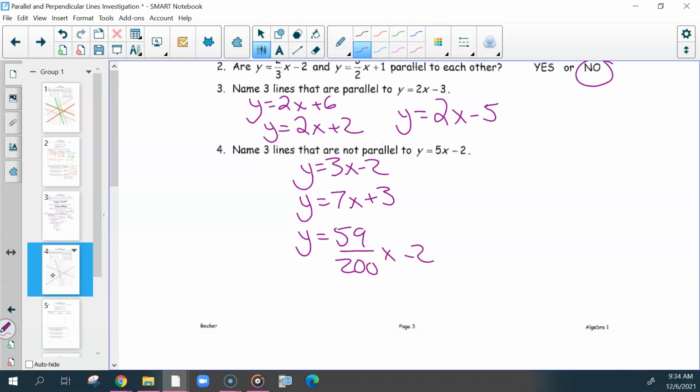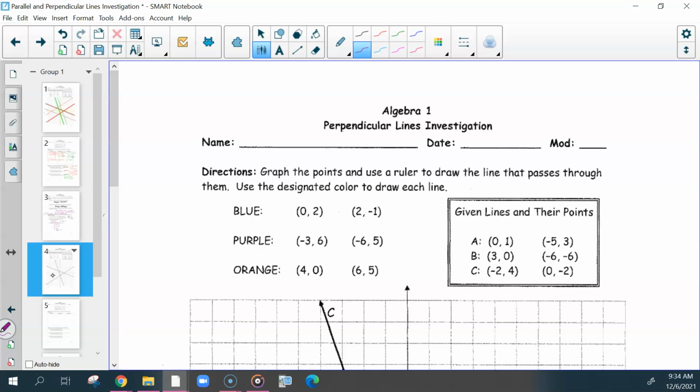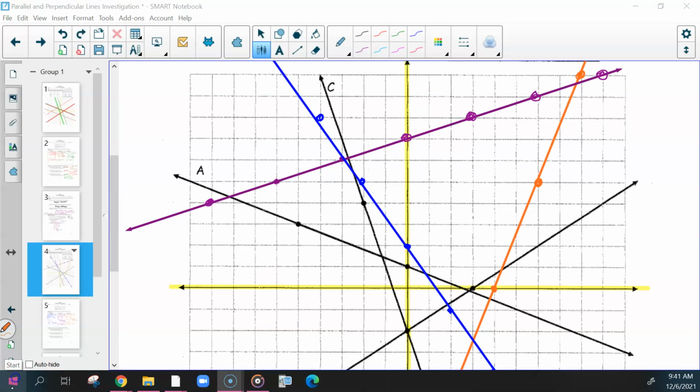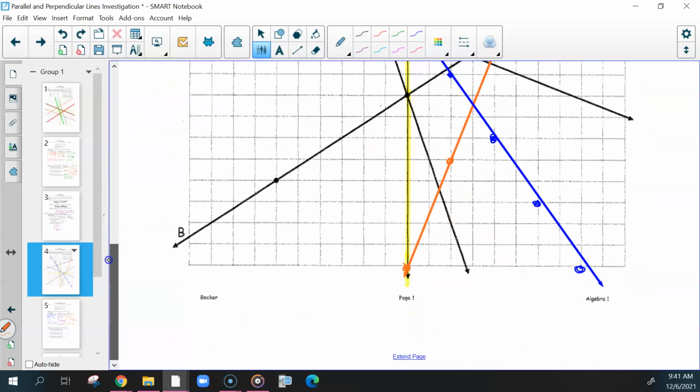Alright. How many of you have already done the graphs for these? That means some of you still need to do the graphs for the perpendicular ones, so go ahead and take a second and do that. Alright, and if some of you were copying some of that down, I'm going to go to the next page in a second. So your line should look something like this.